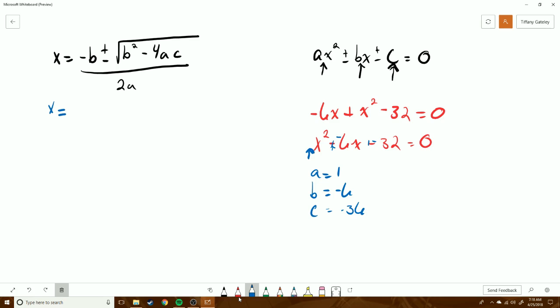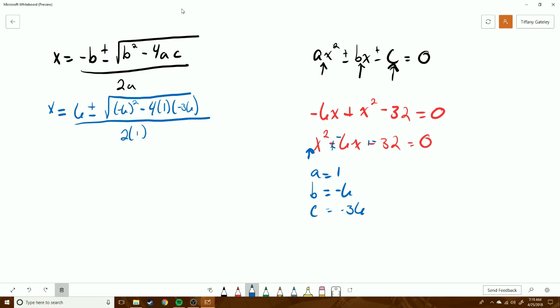So you have x equals the opposite of b. Because this is negative b and your b is already negative, it'll be positive. So 6 plus or minus the square root of negative 6 squared minus 4 times 1 times negative 32, all divided by 2 times 1. Okay, if you notice, I put parentheses around my negative 6.